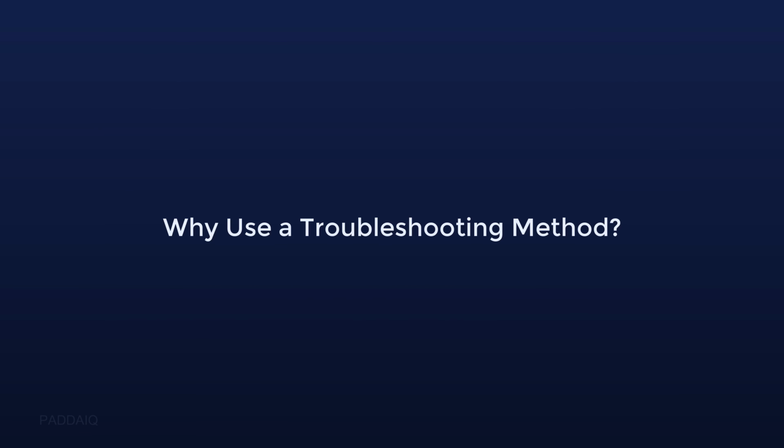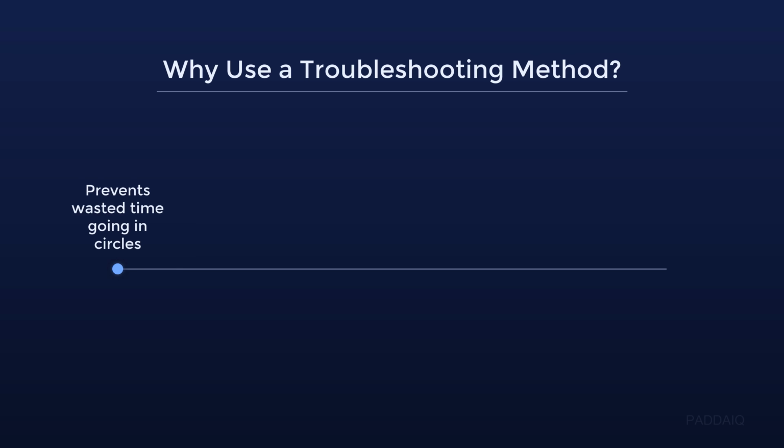Adopting a structured troubleshooting method is essential. It prevents wasted time going in circles. This means avoiding repetitive, unproductive actions without finding the root cause. For instance, if an app crashes, checking only the UI repeatedly will not help. You need a method to systematically inspect logs and configuration. A structured approach ensures you efficiently identify and solve the actual problem.